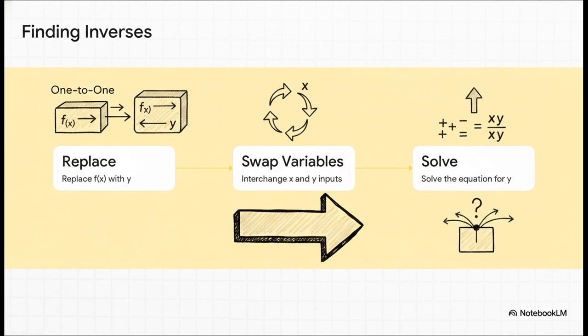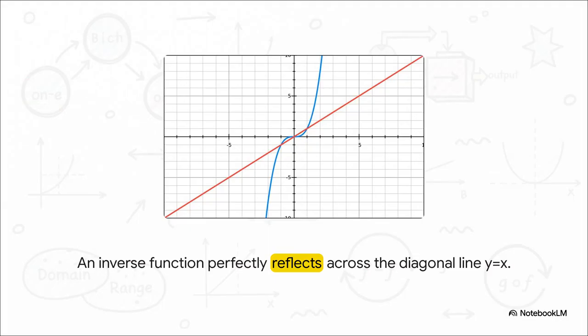But remember our quality control tests from earlier? This reverse machine only works if the original function was 1-to-1. If multiple inputs gave the exact same output, the reverse machine wouldn't have a clue which original input to point back to. When you graph an original function and its inverse on the exact same chart, an amazing geometric relationship appears. The inverse function perfectly reflects the original function across the diagonal line where y equals x.